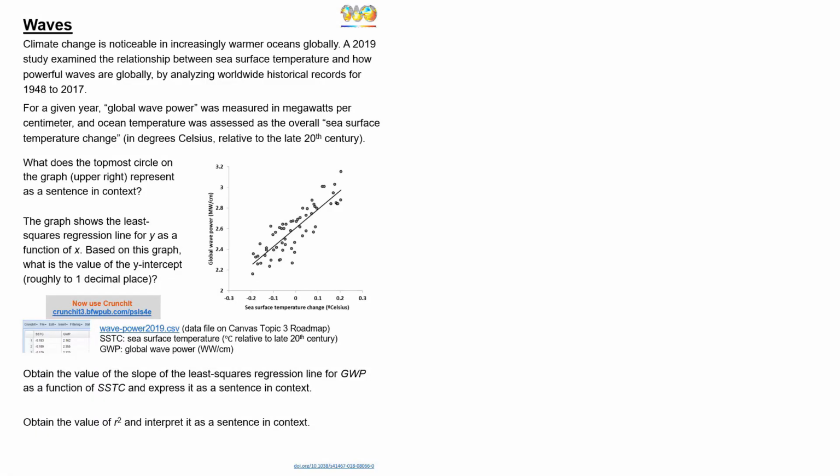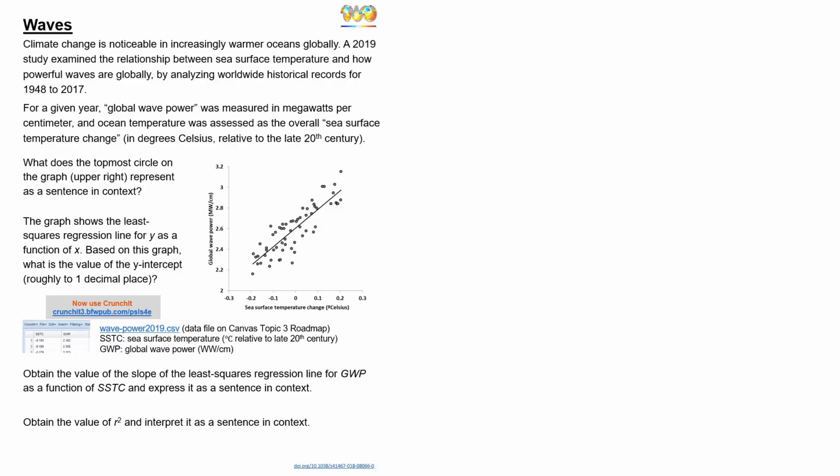Waves. So in this problem, we see that we have two quantitative variables. One is the sea surface temperature, which is recorded in degrees Celsius, but instead of having a 0, which is your usual freezing water temperature, the 0 here represents the temperature at the end of the 20th century. This is a common approach for climate change analysis. The other variable is global wave power in megawatt per centimeter. And we have data for each year.